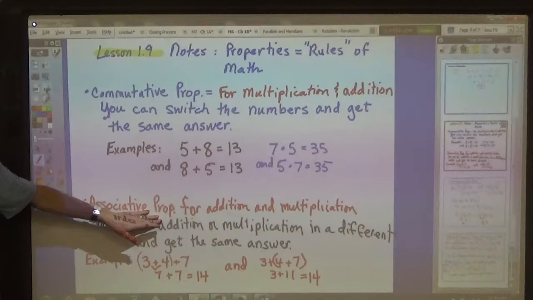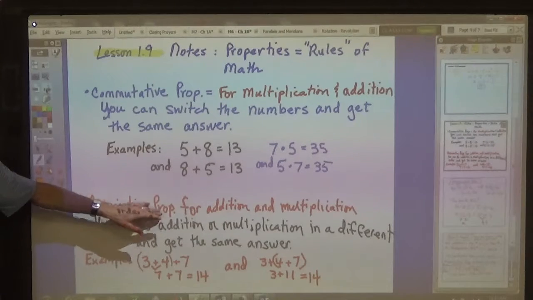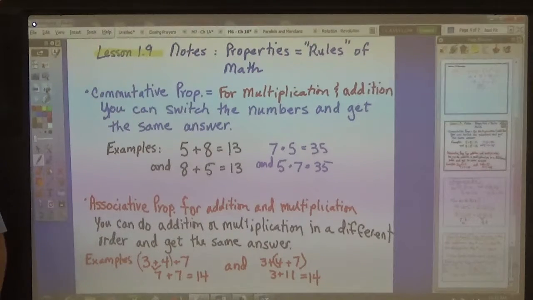Then in 4th grade we went to identity. We're going to talk about the identity property. We're going to talk about the distributive property and the zero property of multiplication. So there are 5 properties that we're going to talk about today. Okay?